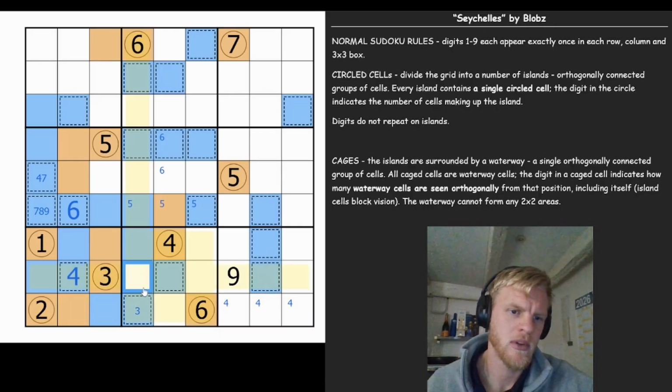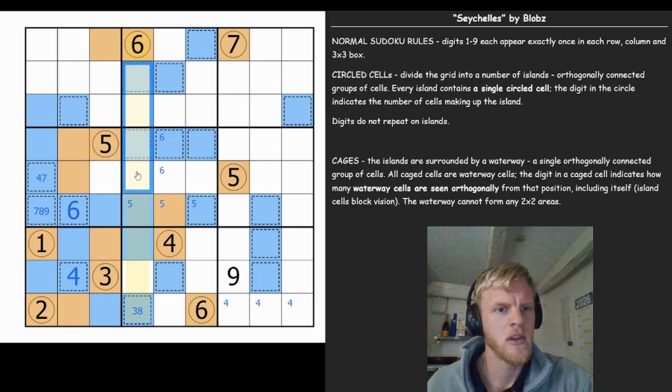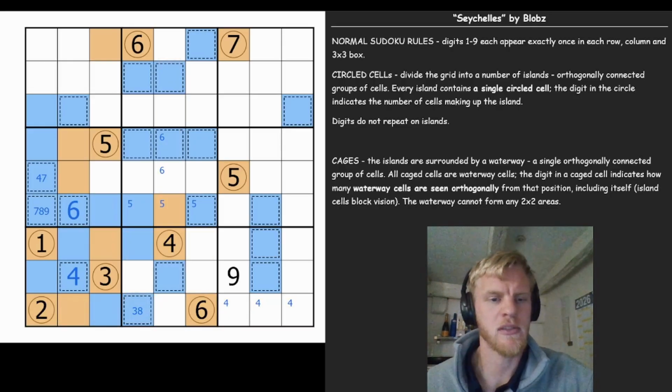If this is blue, it's 4, 5, 6. Minimum is 7. 4, 5, 6, 7. No, it can't be 7 because then it would automatically be an 8 as well. And it can't be a 9 because then it would be 1, 2, 4, 5, 6, 7, 8, 9, 10. Okay, so that's a 3 or an 8.